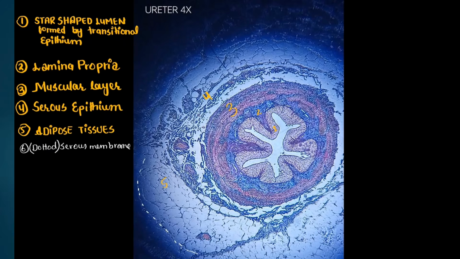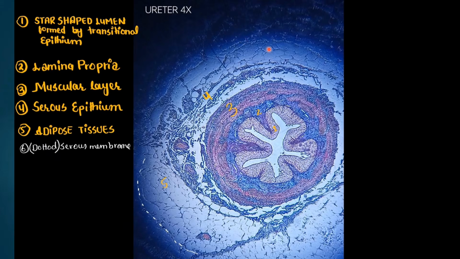This is the slide of the ureter, and in this slide you can see the star-shaped lumen, which is evident. Also the transitional epithelium, the small amount of connective tissue forming the lamina propria, and then at number 3 you can see the muscular layer, and outer to this is the serosa. Here you can also see the adipose tissue.